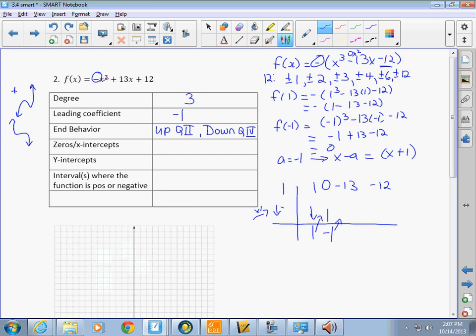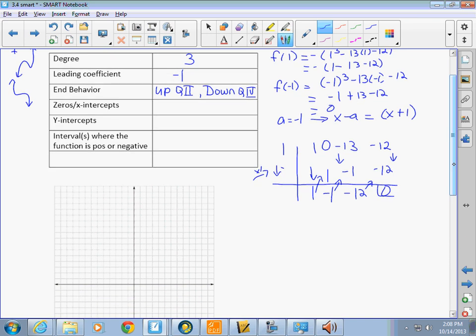I go across, multiply, negative 1 times 1 is negative 1. I go down and subtract, negative 13 minus negative 1 is a negative 12. Go across, negative 12 times 1 is negative 12. Negative 12 minus negative 12 is 0. So that means these are my coefficients, and if I started on x cubed, then this is for the x squared, the x, and the constant. So I have x squared minus x minus 12 is what I'm left with.